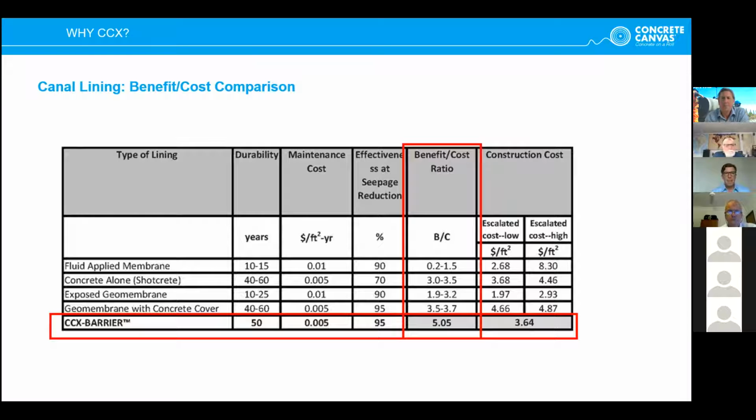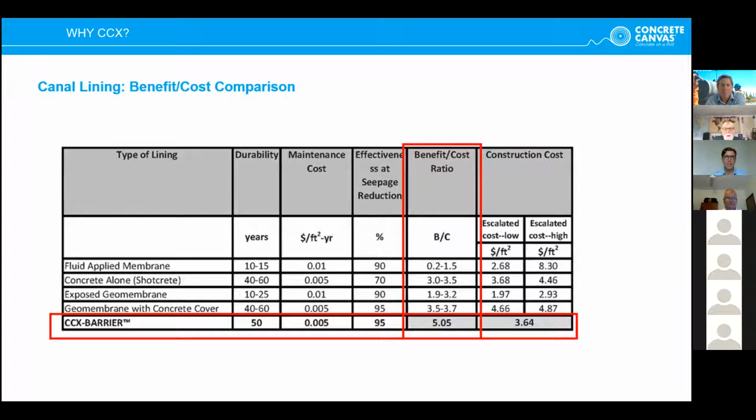So to revisit the benefit cost analysis associated with the 10-year USBR study, we have conducted a cost analysis for a specific project in Colorado, USA for the USBR. We used current market rates and installation costs to determine how CCX Barrier would compare to the previously studied lining solutions. The following assumptions were permissible: that CCX has a design service life minimum of 50 years, that the maintenance costs of CCX would be the same as a concrete lining, and that the effective seepage reduction percentage would be the same as a geomembrane.